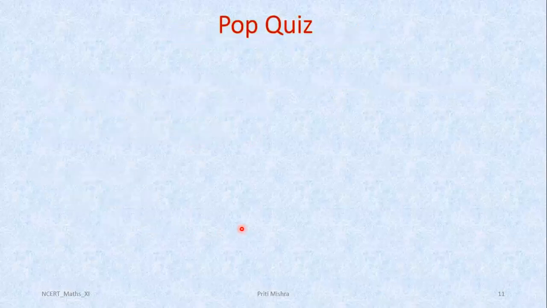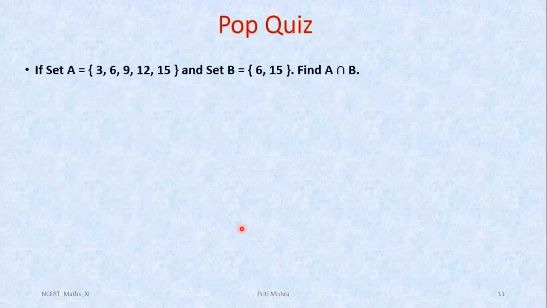Now get ready for the pop quiz. First question: if set A is equal to {3, 6, 9, 12, 15} and set B is equal to {6, 15}, then find A intersection B. Yes, do it. This is a very simple question. Its answer will be {6, 15}, set B itself, as A intersection B.